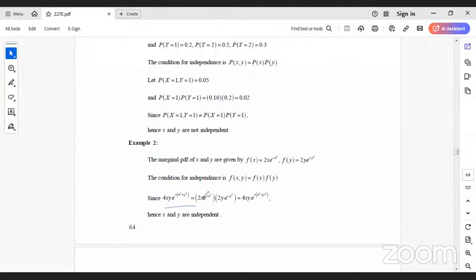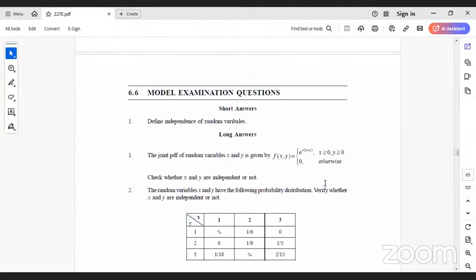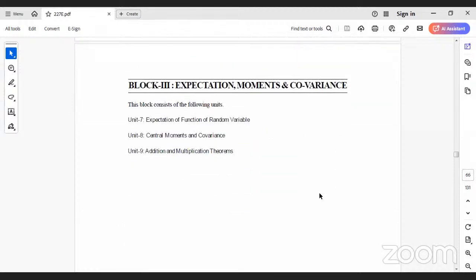2x e power minus x square into 2y e power minus y square gives 4xy e power minus x square plus y square. Here x and y are separating. Therefore, these two are independent. Why? Because 2x e power minus x square and 2y e power minus y square: x is separated and y is separated, so both are independent. This is the condition to define the independence of the random variables. The joint distribution of random variables also we can take here.